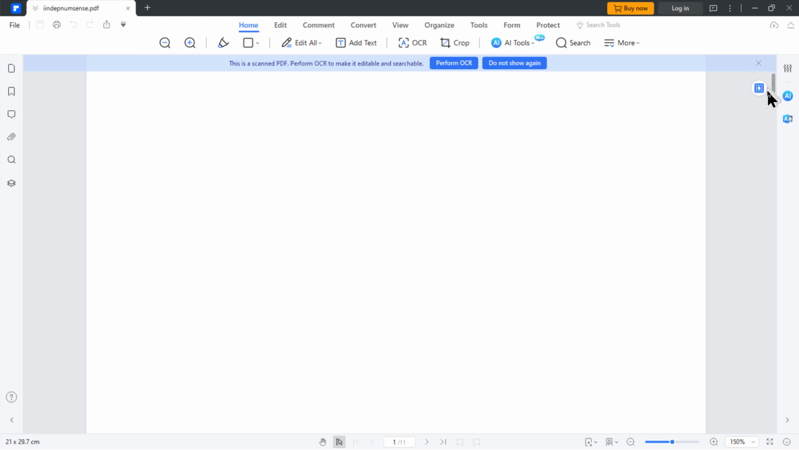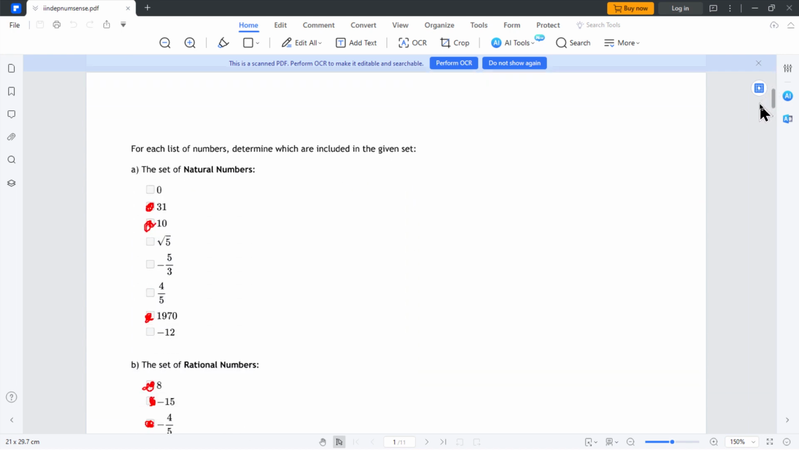Number 2, which are given in the set of natural numbers. Here again, the same thing as a set of counting numbers. So 31, which are included, 31, 10, and 1970. They're all part of counting numbers. -12, 0, square root of 5, fractions. They're not part of the set of natural numbers.